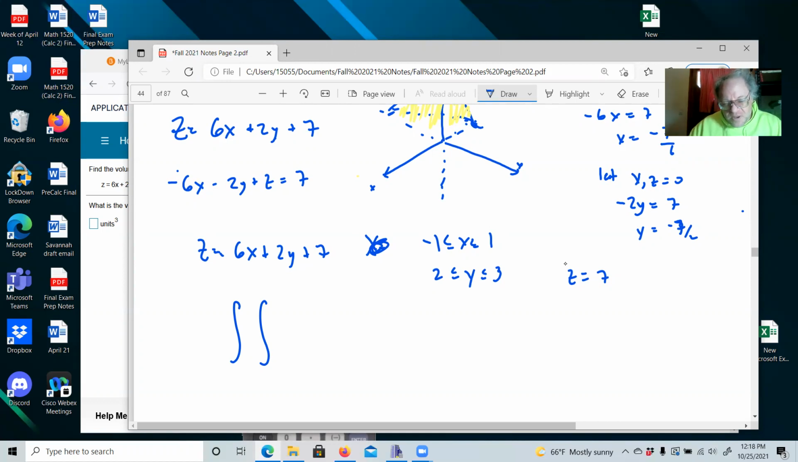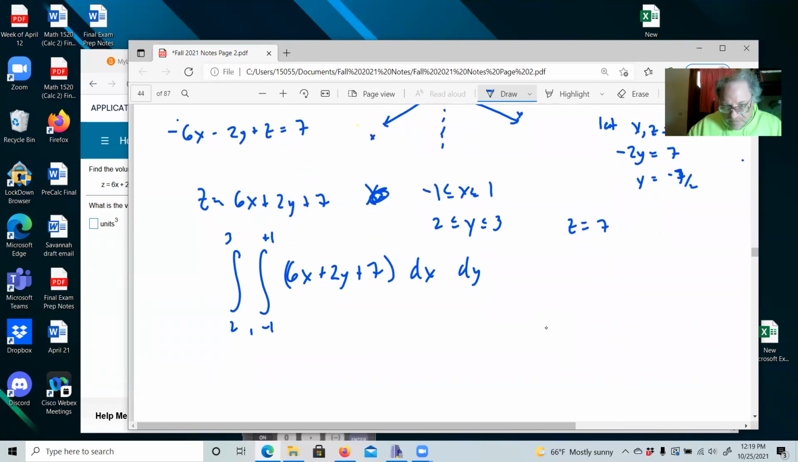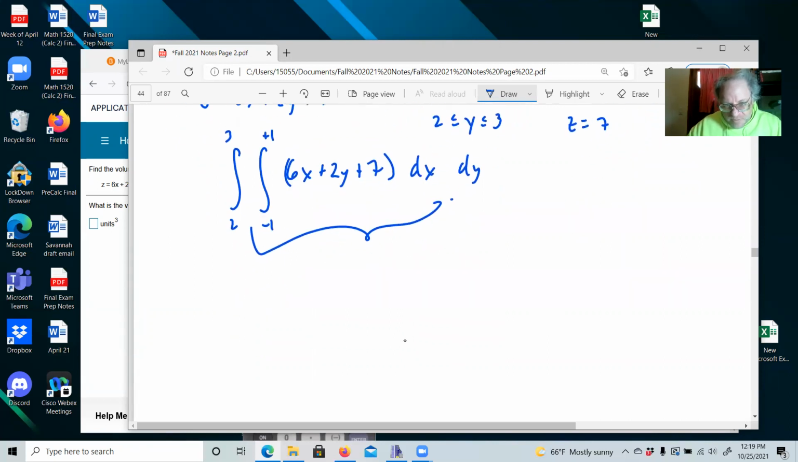Okay, so let's go 6x plus 2y plus 7. Let's go with dx, then dy. So with the dx's, we're going from -1 to +1. From the y's, we're going from 2 to 3. Okay, so integrate with respect to x. So we have 6x squared over 2 plus 2y times x plus 7x, from -1 to +1. We still have 2 to 3 of dy.